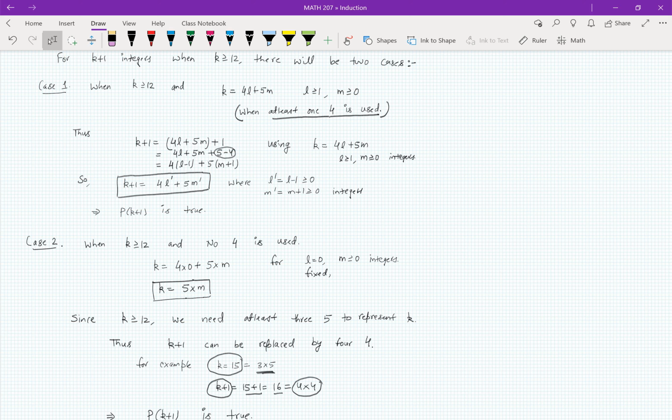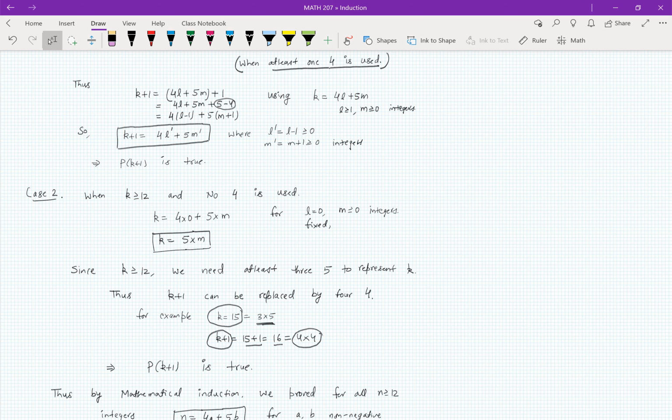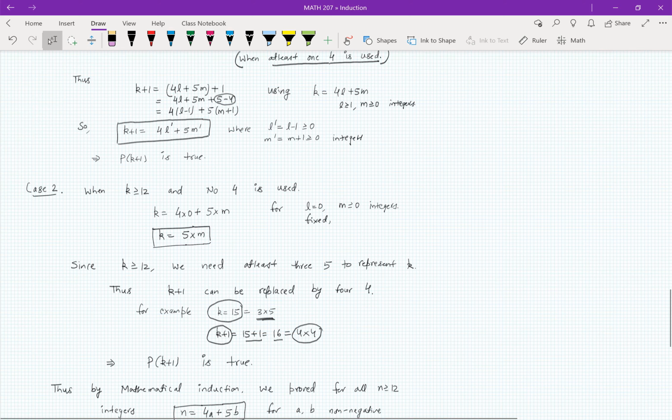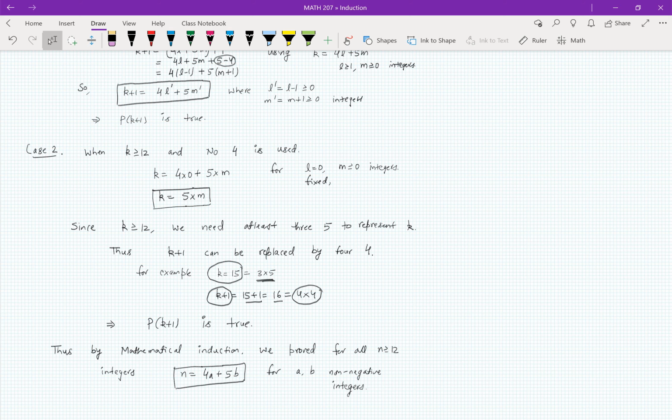Since k is going to be greater than or equal to 12, we need at least 3 5s to represent k, and the first case corresponding to k, which can be written only with the help of multiples of 5, is 15. So if in my hypothesis I have assumed that k is written purely based on multiples of 5, and for this example k is equal to 15 is written as multiple of 3 5s, then k plus 1, which is 16, can be written as 4 4s, instead of 3 5s.